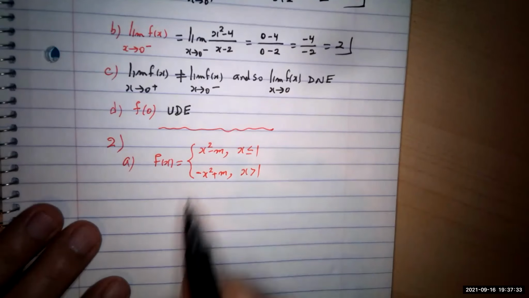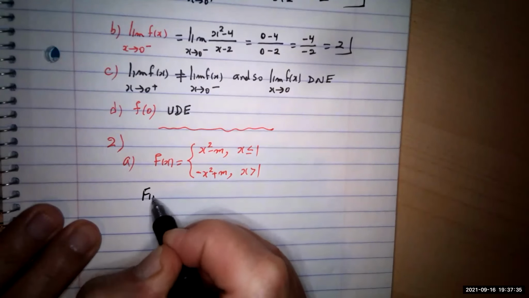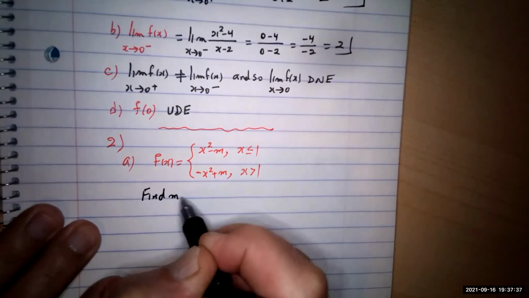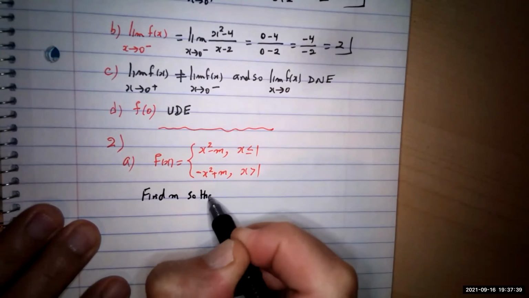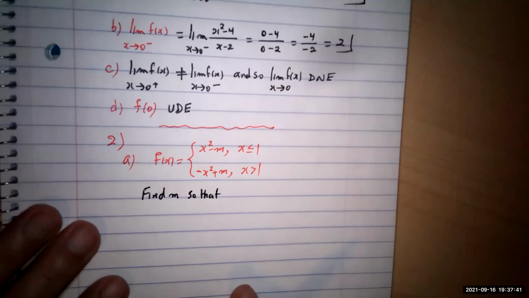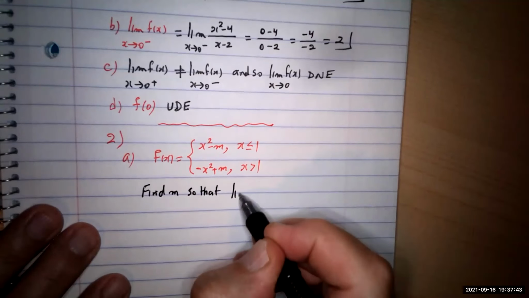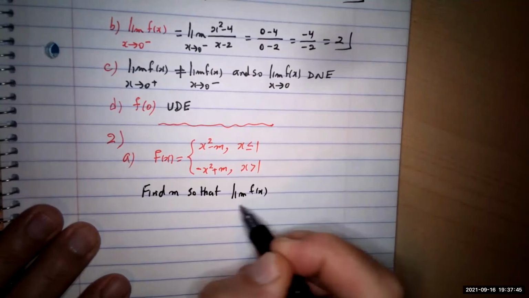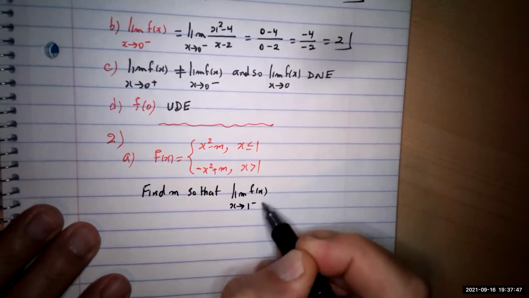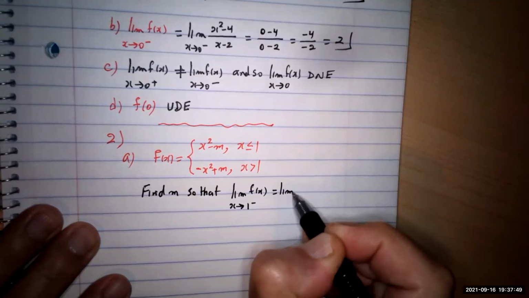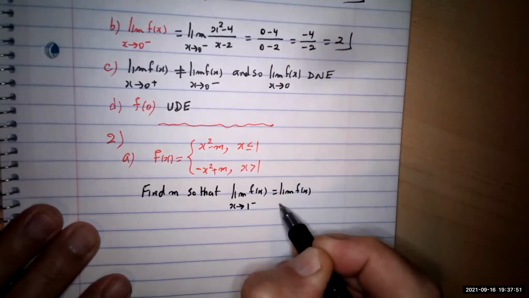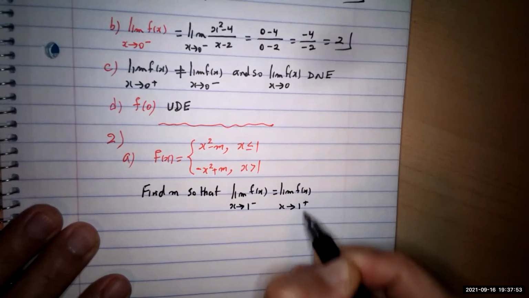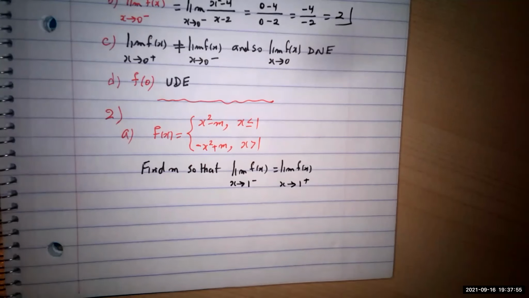You want to find the m. That's the question. Find m so that the right and the left limit at 1 are equal to each other: limit of f of x as x goes to 1 negative equals the limit of f of x as x goes to 1 positive. That's it, like in your quiz.